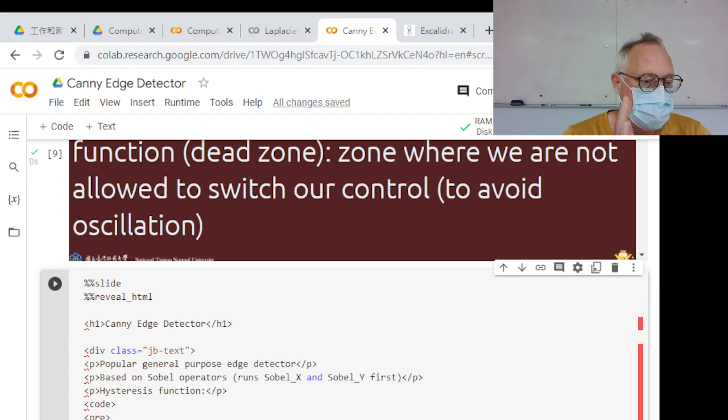So it's like that. So if the Sobel response of a pixel is greater than the high threshold, then it's definitely an edge. If it's less than the low threshold, then it's definitely not an edge. If a pixel is in between low and high, and one of the neighbors is an edge, then that pixel is also an edge. And if it's not, then it's a non-edge. Okay, so within that range between low to high, we're not allowed to change our mind about something being an edge pixel or not an edge pixel.